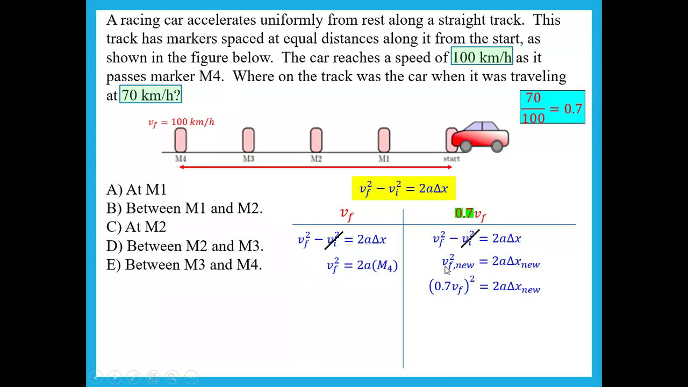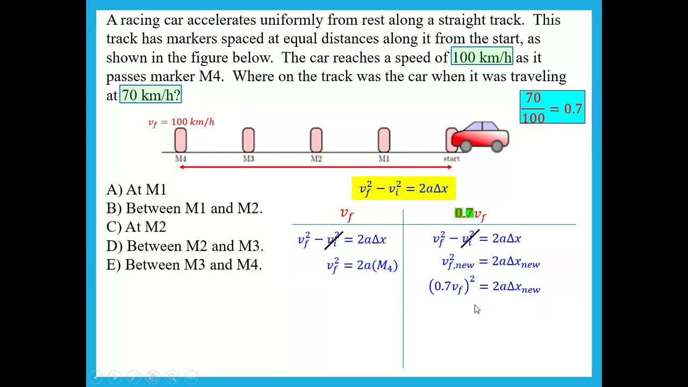But what is this VF new? Well, up here when I did my work, I took the second scenario, which is the new VF, divided by the original, which is 100. So I can say this VF new is just 0.7 of VF. And this VF here in parentheses is the VF over here where the cursor is. So you just have to make sure you're doing a comparison before and after.